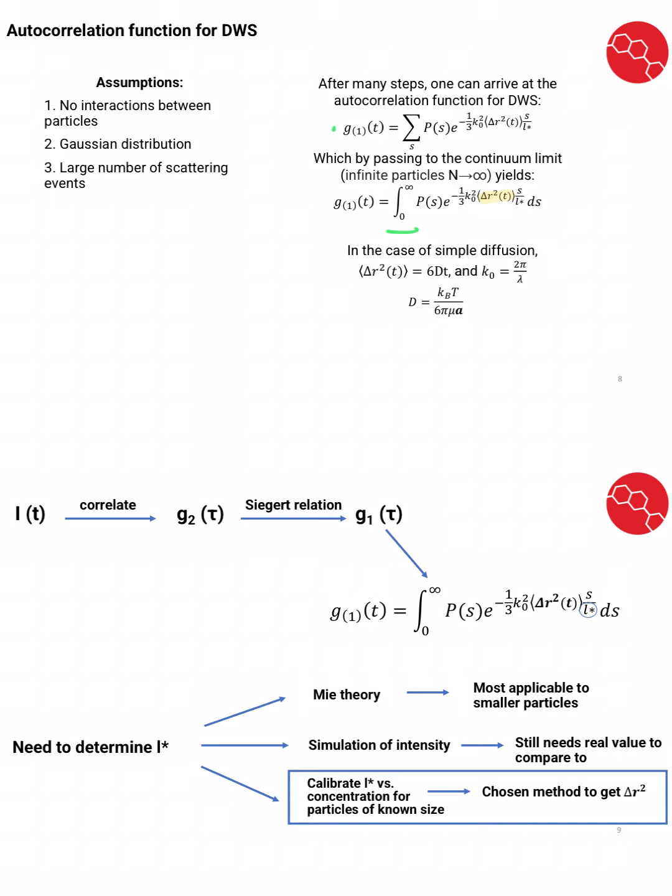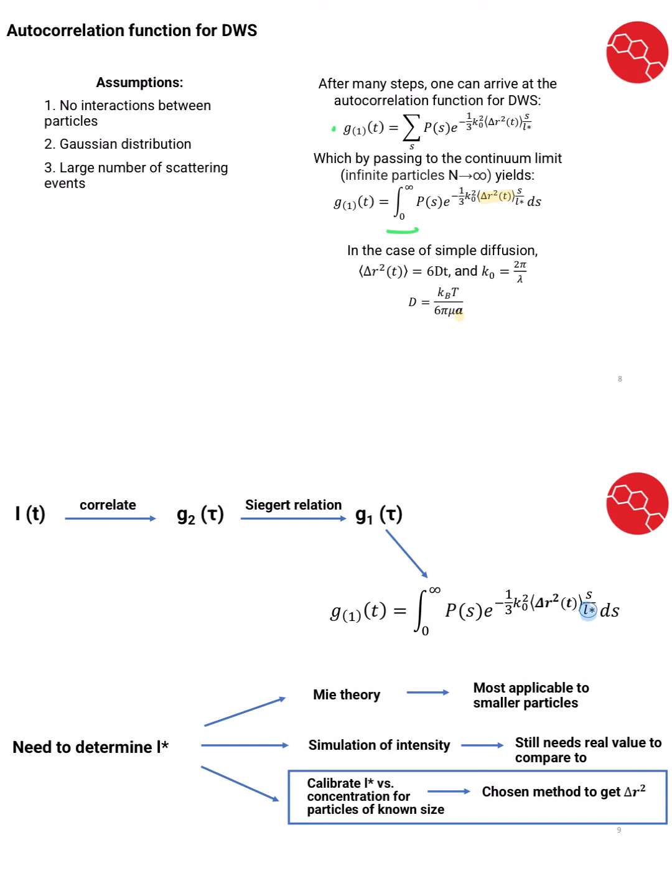MSD can be modeled to extract the radius of droplets. As you can see, for simple diffusion, MSD is equal to 6Dt, where D is the diffusion coefficient. And as we know, radius is found in the expression for D, as shown here. Therefore, radius can quite simply be extracted in the case of simple diffusion. So far, we have an expression for G1, but we need to determine L star before determining MSD.